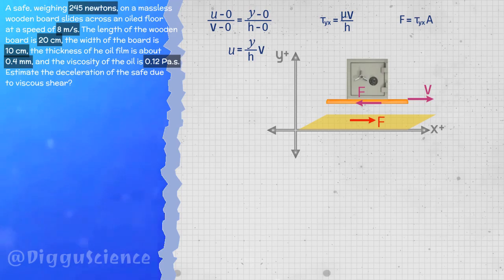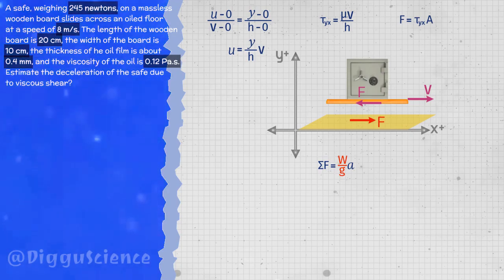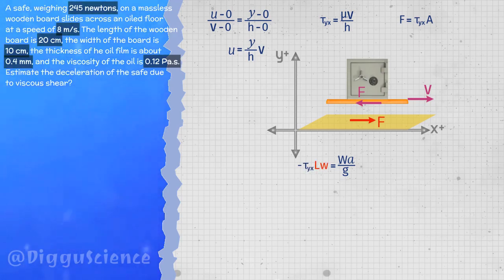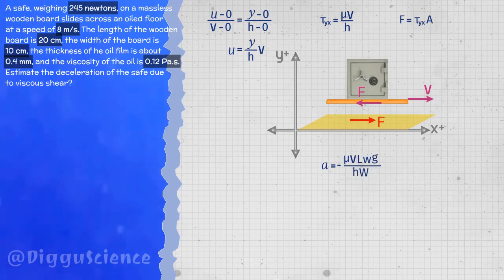In this process we can apply Newton's law. The resultant force is equal to the mass of the safe multiplied by the acceleration of the safe. The mass of the safe is the weight of the safe divided by the acceleration of gravity. For the resultant force, there is only a force to the left. The area of the board is the length of the board multiplied by the width of the board. Simplify this equation. This is the equation for the acceleration of the safe.